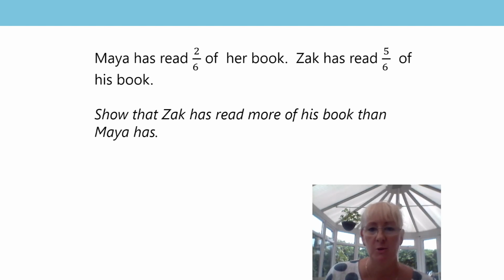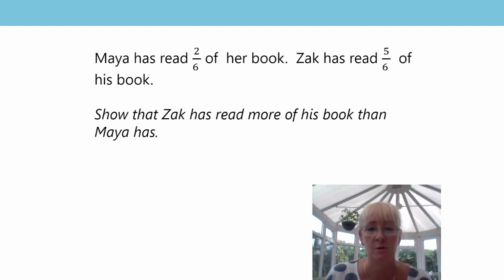Maya has read 2/6 of her book and Zach has read 5/6 of his book. What's the same and what's different about those two fractions? That's right, the denominators are the same. They are both 6. We've just got different numerators. Okay. So pause the video now while you use a diagram to show that Zach has read more of his book than Maya. You might want to think about a verbal reasoning sentence.